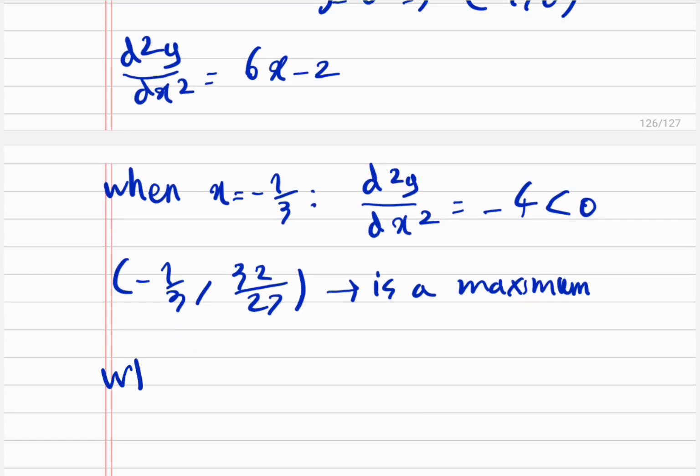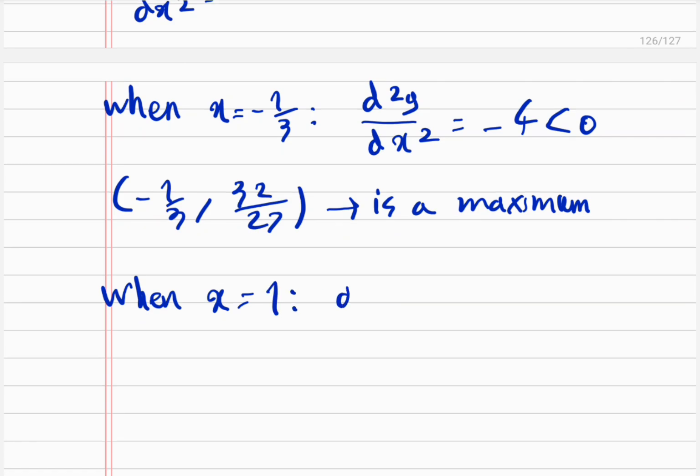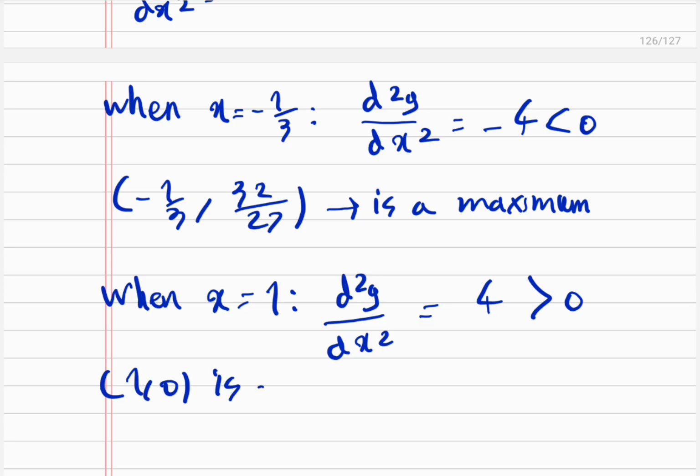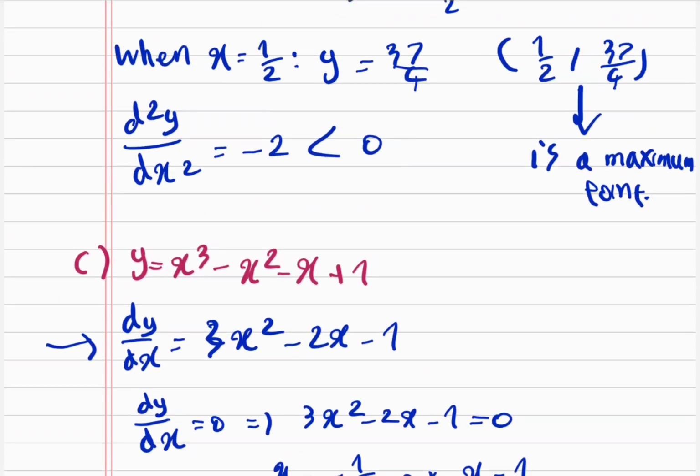And the next point is when x is equal to minus 1. Sorry, it's positive 1. Then in that case, d squared y by dx squared is just equal to 4. And this is positive, so therefore the point 1, 0 is a minimum point. And this is how you can determine the nature of the points in most of the questions, because normally you need some substitution. But there are other cases that I'm going to do in the next few videos.